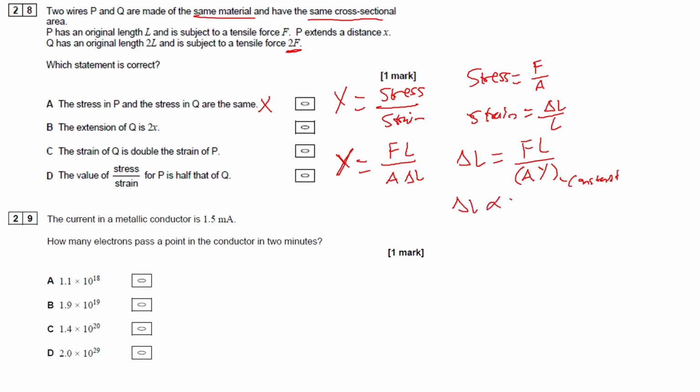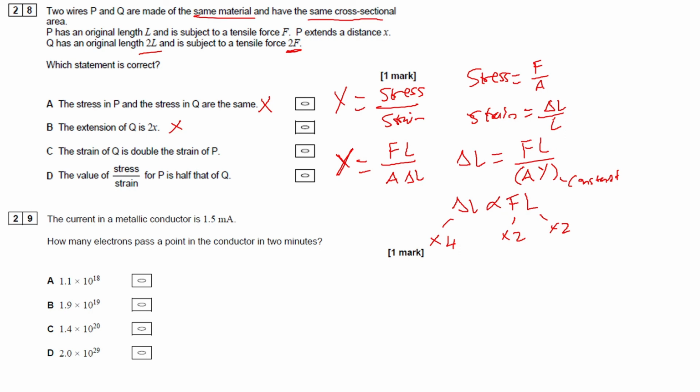So delta L is proportional to F times L. And they've told us in the question that F is times 2 and L is also times 2 because it's twice the length and twice the force. So extension becomes times 4. Okay, so it can't be B either because it's saying Q has an extension of 2 times that value.